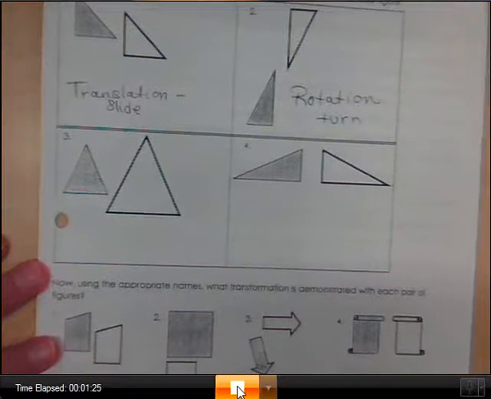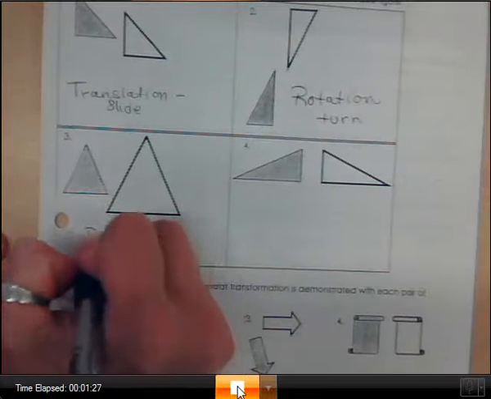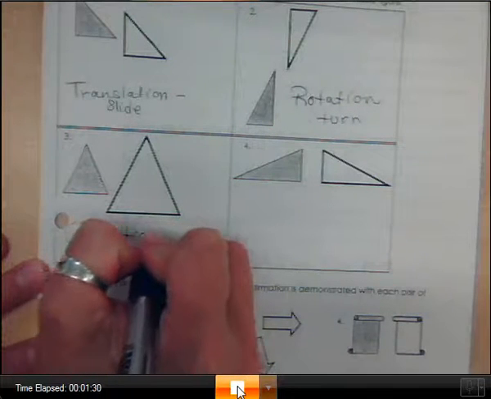Number 3, what do you think about that one? Dilation. You hear about dilation of your eyes.